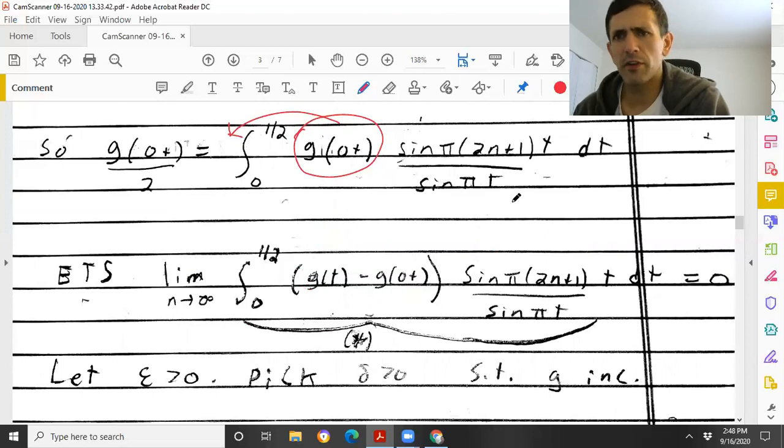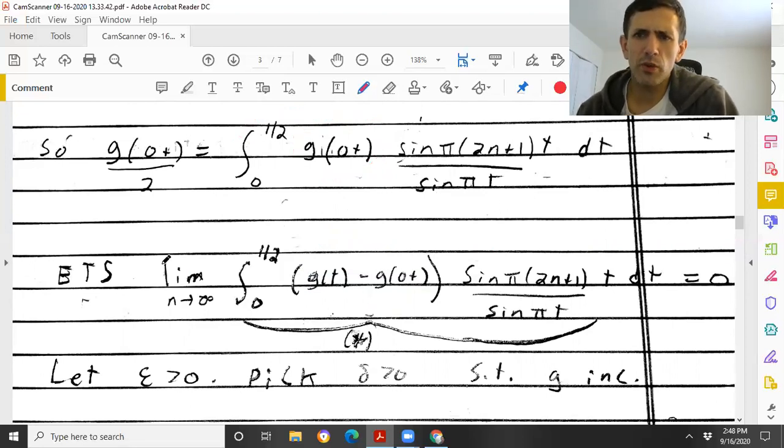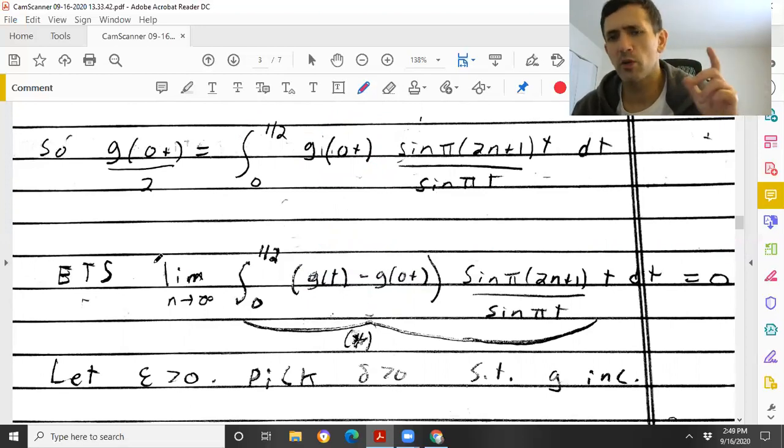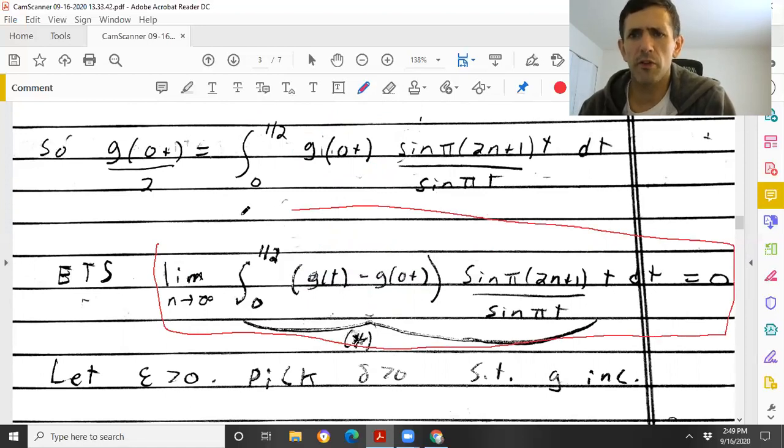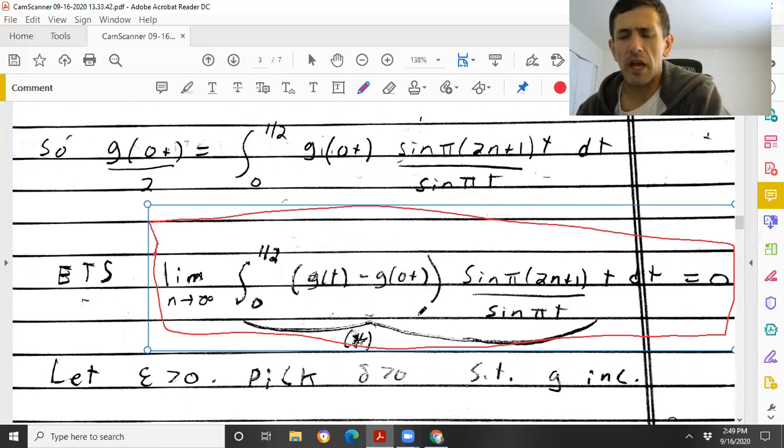So you're going to do everything the same, particularly because the right and left-hand limits exist. So you're going to do both A and B, these two integrals. But for A, you're going to look at this integral here.